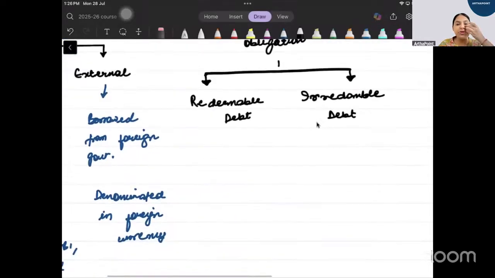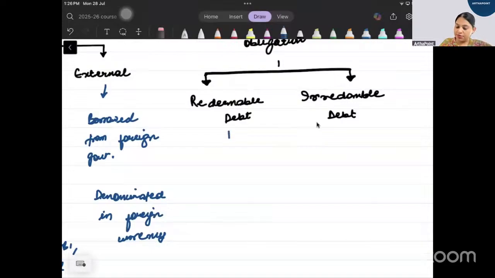When we talk about redeemable debt, it means something which can be redeemed in the future, which has to be repaid at maturity. Redeeming date here, right? Irredeemable means there is no maturity date. People cannot get it redeemed. Only interest will be paid. This is very rare today. Usually you have something which will have a maturity date.